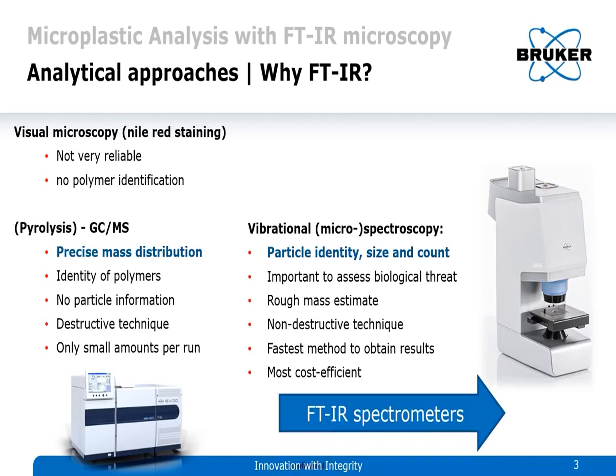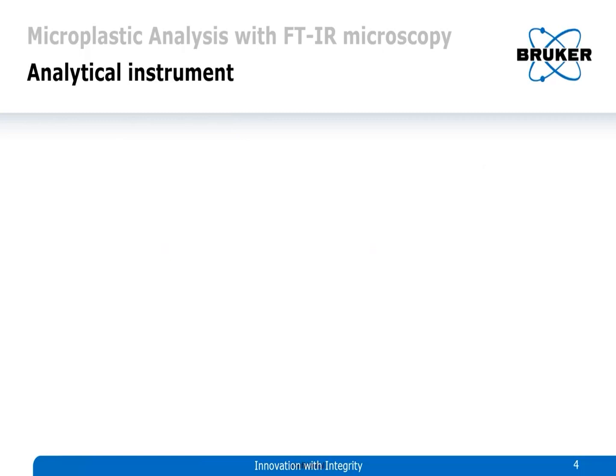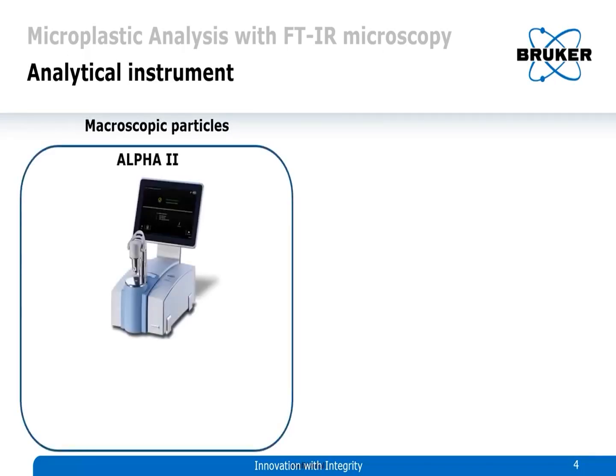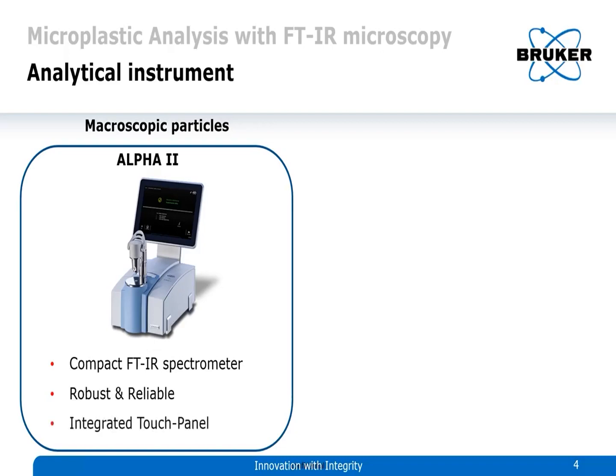But to do FTIR spectroscopy, we need FTIR spectrometers. And here we have two analytical instruments, and these spectrometers are on the one hand for macroscopic particles, so the ones that are quite large or too large for a microscope, and this is our Alpha 2. It's a very compact FTIR spectrometer that comes with interchangeable accessories. So this is an ATR accessory which will be used for polymer measurement. It's quite robust and reliable, very little to no maintenance.